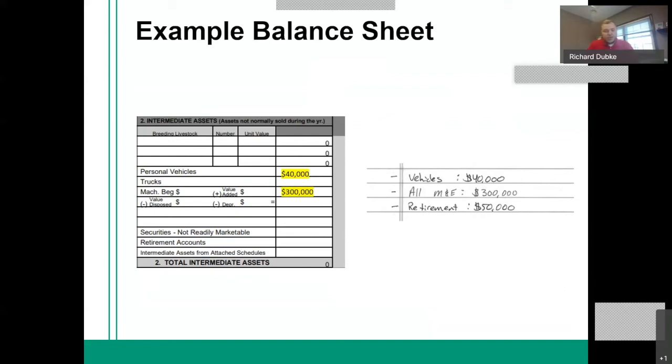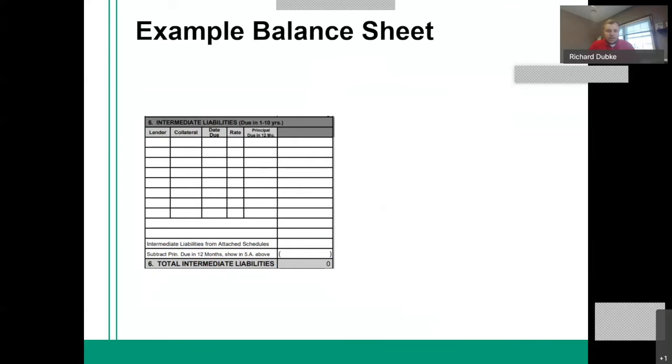But if you are doing your own balance sheet at home, I would recommend breaking everything down and doing that year, make, model, and value for each piece of equipment that you have. Then he's got some retirement accounts here at $50,000. So then one of the most important steps, he goes back in and he totals it all up.